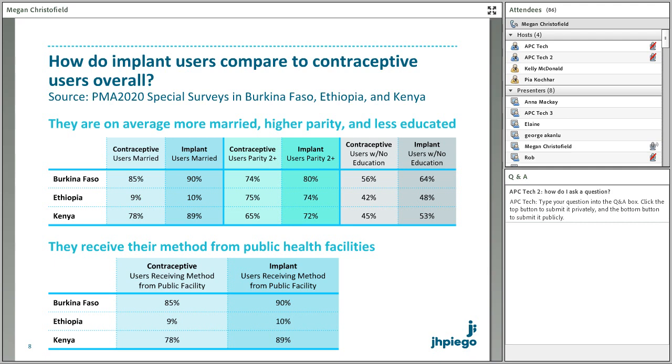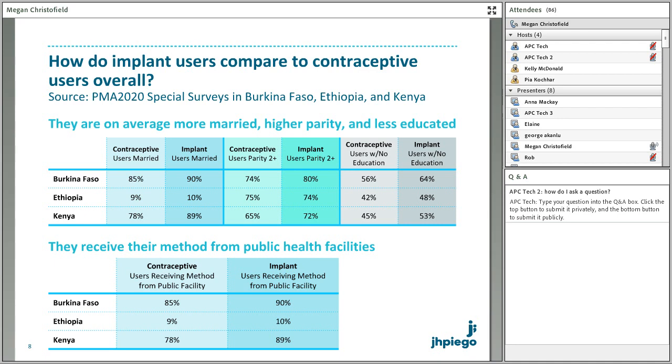Now, taking a closer look at the users of contraceptive implants, here's some data about how implant users compare to contraceptive users overall. This data is from special surveys conducted by PMA 2020 in Burkina Faso, Ethiopia, and Kenya. In these countries, implant users are, on average, more married, higher parity, and less educated than the total population of contraceptive users in those countries. They're also more likely to receive their method in a public facility.